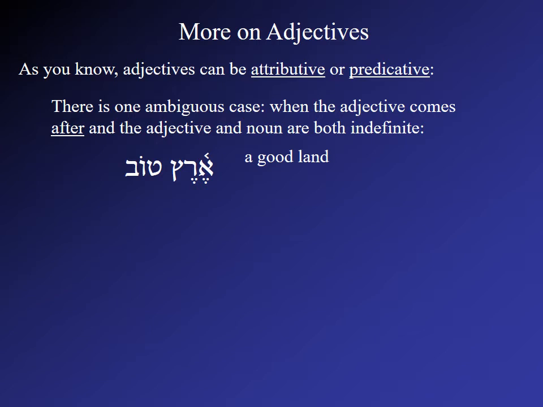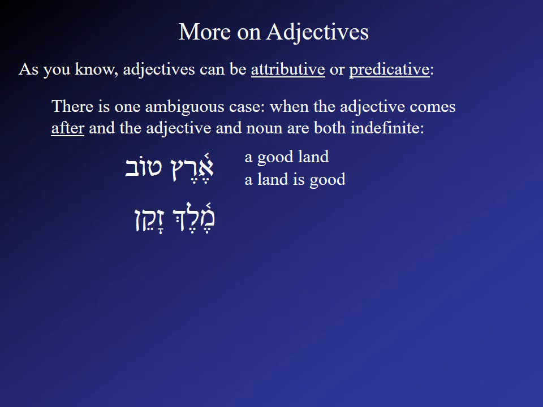Now let's check our rules for the predicative adjective. For a predicative adjective, usually the adjective comes before the noun, but it is possible for it to come after. So this passes that test. The other rule for a predicative adjective is that the adjective cannot be definite. So here the adjective tov is not definite. So this also passes the requirements for a predicative adjective. So this could just as well be translated, a land is good. So in the case where the adjective comes after the noun and neither one is definite, that is our ambiguous case. It passes the rules for both attributive and predicative and can be translated either way, depending on context.